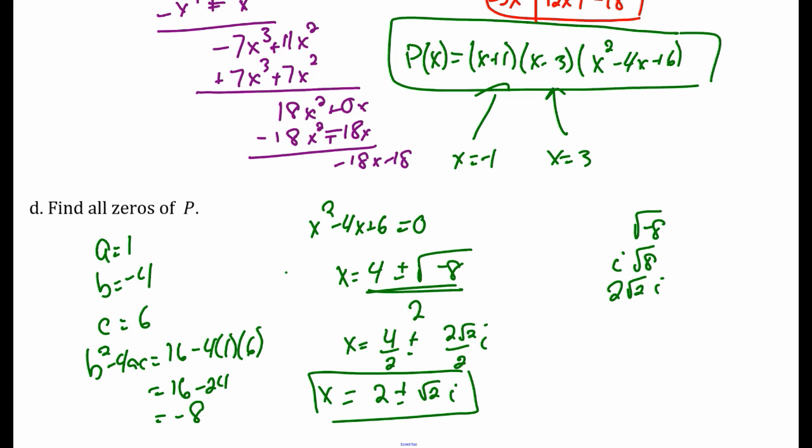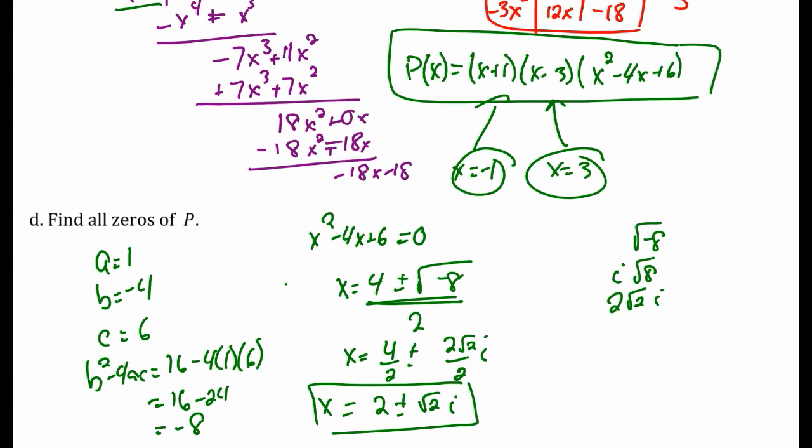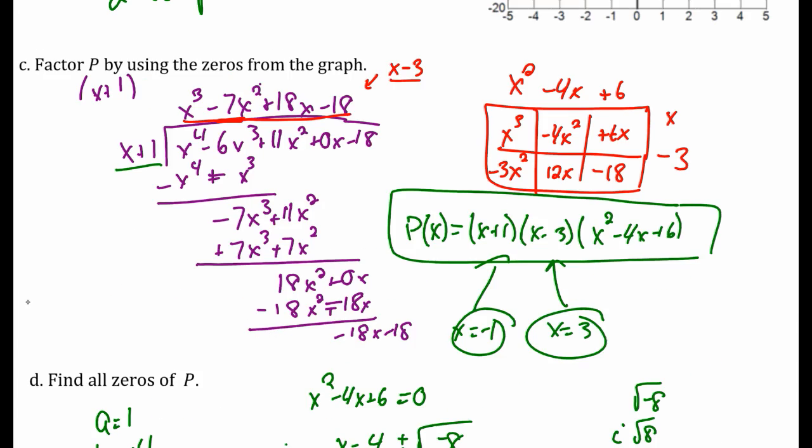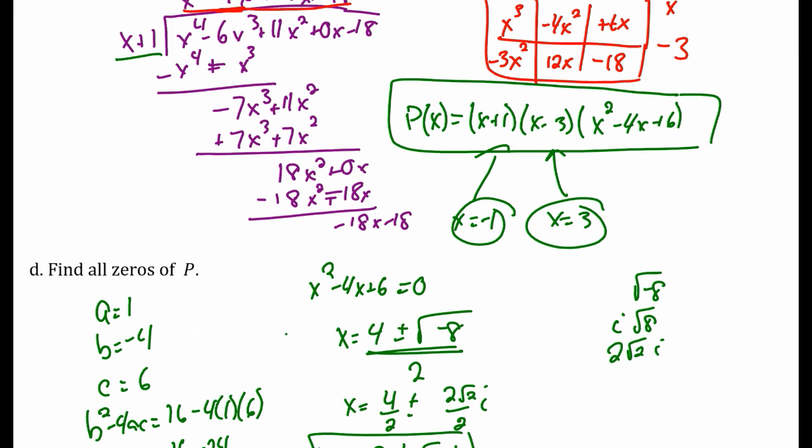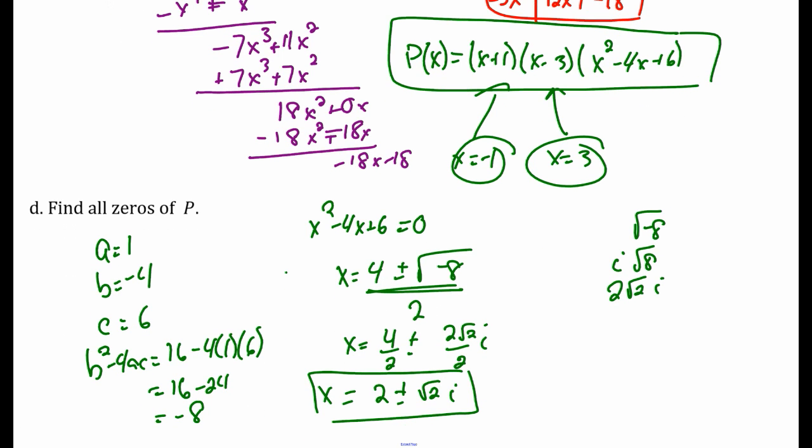So I know this polynomial has 4 zeros, x equals negative 1 and x equals 3. I found those right from the graph, which allowed me to divide in to find the other factors. Now that I have a quadratic factor, I was able to use the quadratic formula to solve that quadratic for when it was 0. That was 0 at these complex numbers, 2 plus radical 2 i and 2 minus radical 2 i.